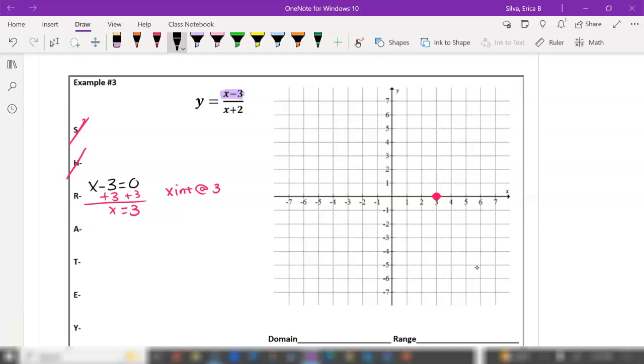To find our asymptote, we look at the denominator now, which is x plus 2, and we set that equal to 0. So we subtract 2, and x is negative 2. So my vertical asymptote is going to be at negative 2. So let's go ahead and draw it.